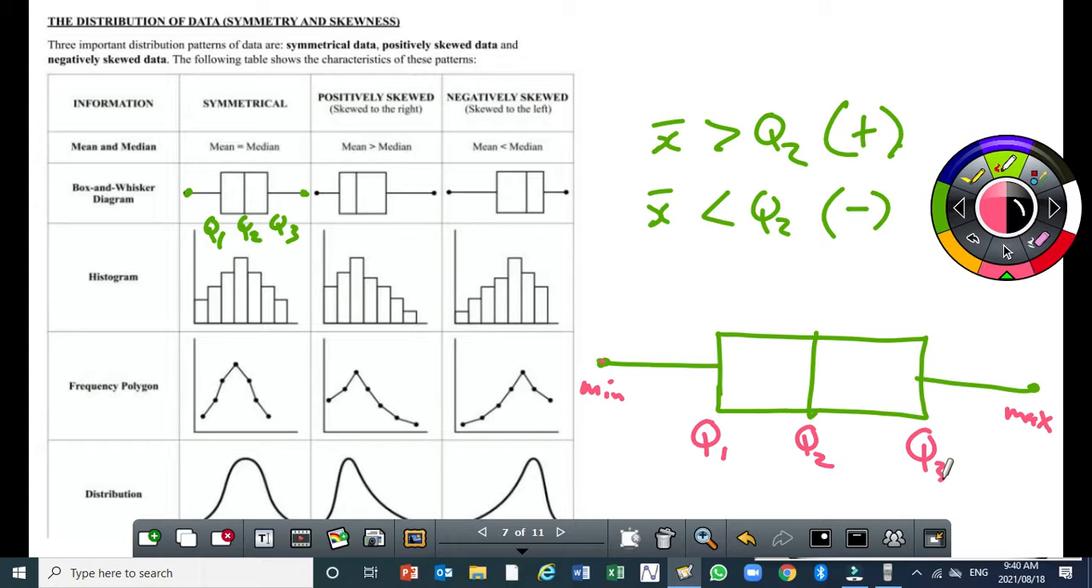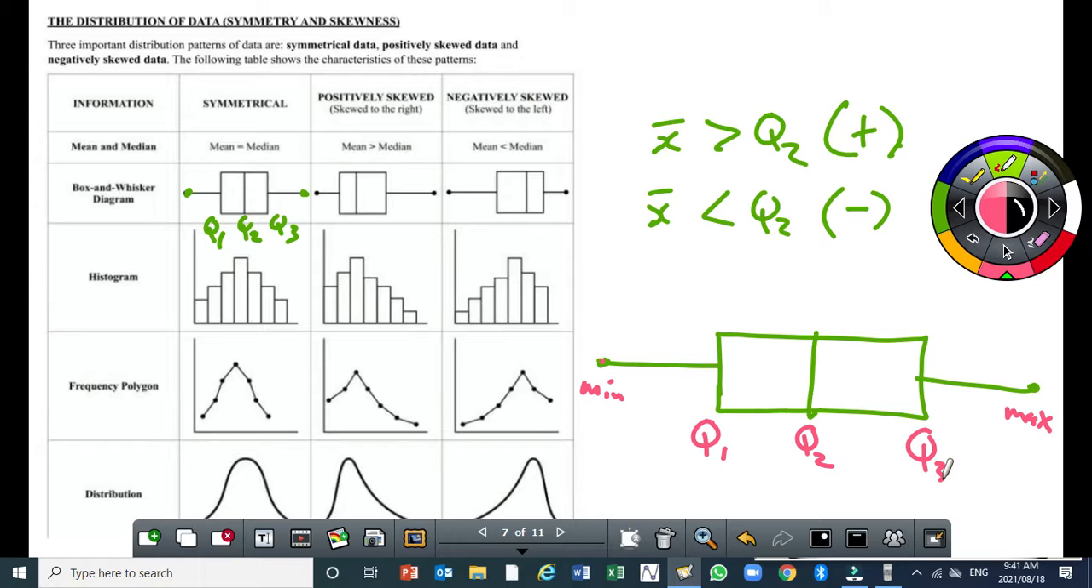So in a nutshell, the new concepts here are the symmetry and the skewness of a data set. We use the mean and the median to determine the skewness of a data set. If the mean and the median are equal, it means the data set is symmetric. If the mean is greater than the median, then the data set is said to be skewed to the right, or is positively skewed. If the mean is less than the median, then it is negatively skewed, so the data set is skewed to the left.